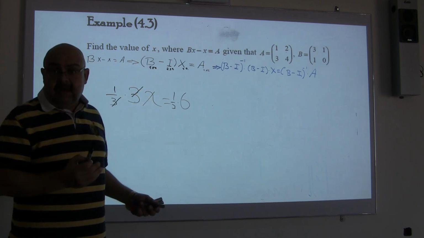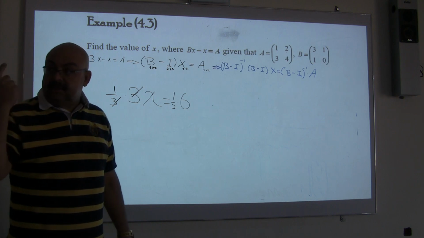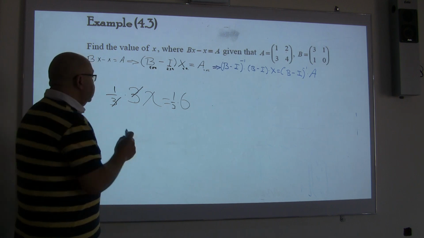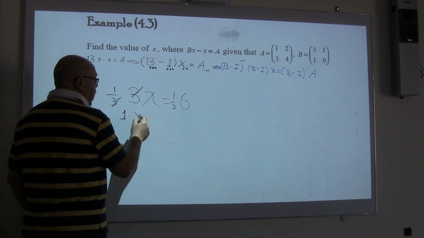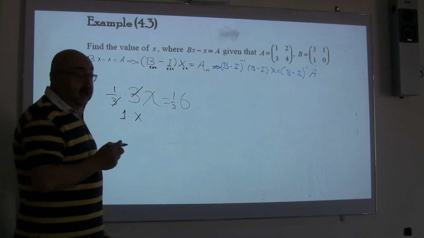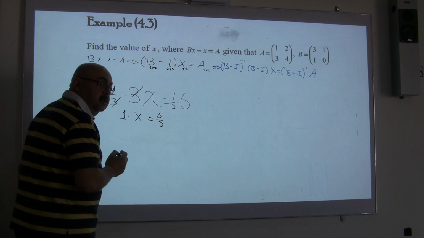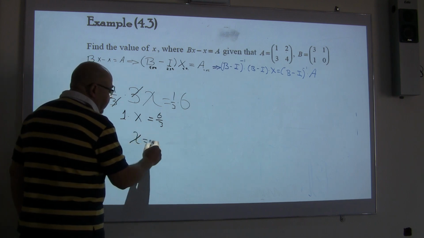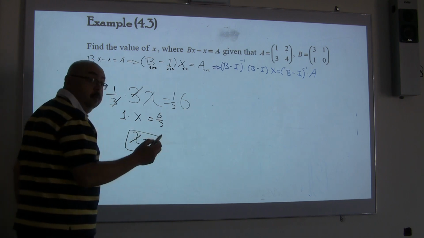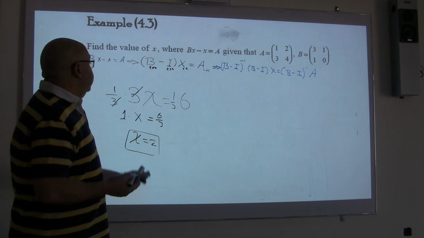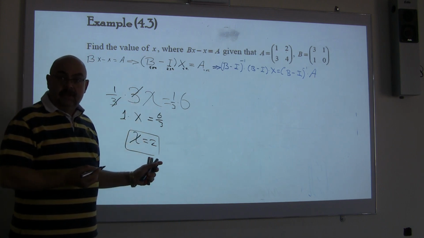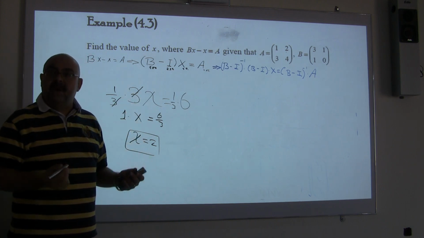It's not canceling, but it's going to be the identity for multiplication, which is simply 1 times x. And for the other side, it's going to be 6/3. So you will end up having x equal to 2, which is the result. Those are numbers, so it's easier to go with them.